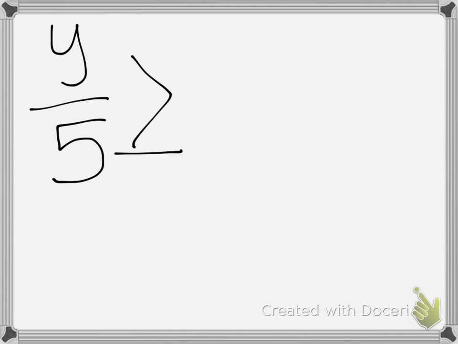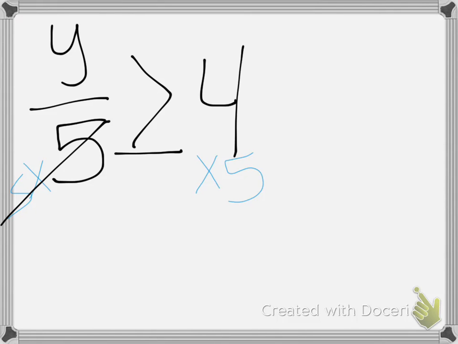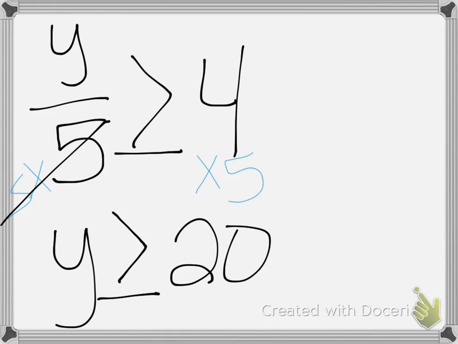What if I have y divided by 5 is greater than or equal to 4? In this case, it's division, so to get y by itself, I need to multiply by 5. So I'm going to multiply by 5 on this side, multiply by 5 on that side. Y is greater than or equal to 20.